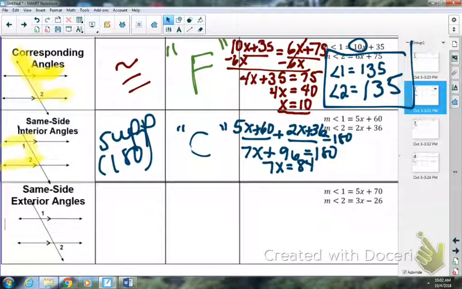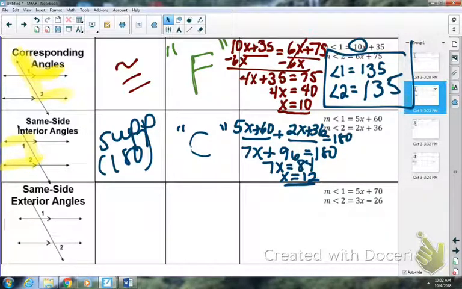So 7x equals 84. What does x equal? 12. That's why I said you might want the calculator today. If you're not good with the mental math, that's okay. So if x is 12, and all the question asked me was to find x, great, I'd be done. But if I was supposed to find the angles, what I would do is plug it back in.